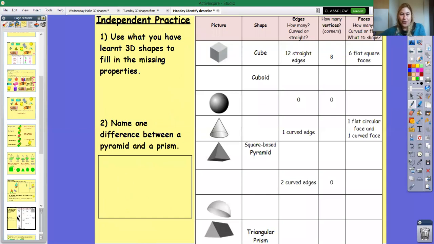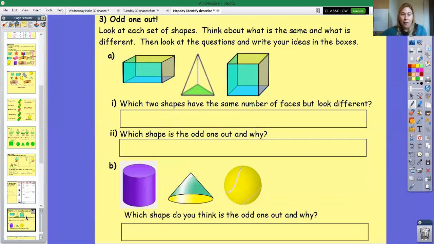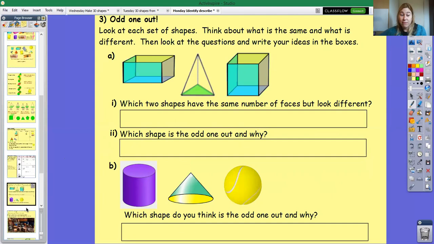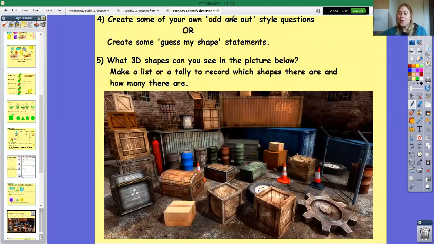Okay, now I want you to have a go at your independent practice. So you've got a task where you've got to fill in some information based on what you've learnt. I want you to name a difference between a pyramid and a prism. I want you to look at the different shapes and think about the odd one out. And then I want you to see if you can create some of your own odd one out style questions, or maybe some guess my shape statements like in guided practice 2. And then finally, I want you to see what 3D shapes you can see in the picture below.